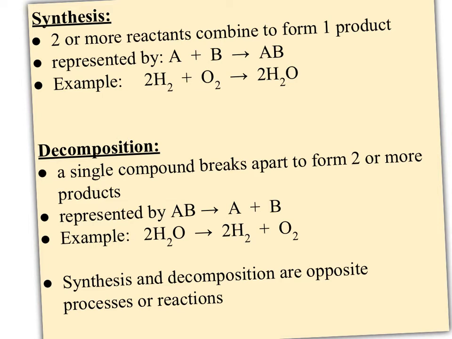Decomposition is then the opposite process, when a single compound breaks apart to form 2 or more products. So it's represented by compound AB decomposing into element A and element B. An example would be just the reverse of what we looked at. If you have 2 water molecules and they decompose or break apart into 2 hydrogen molecules and 1 oxygen molecule.